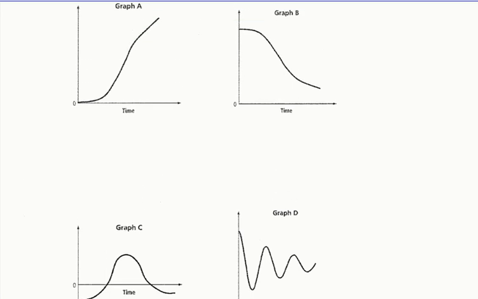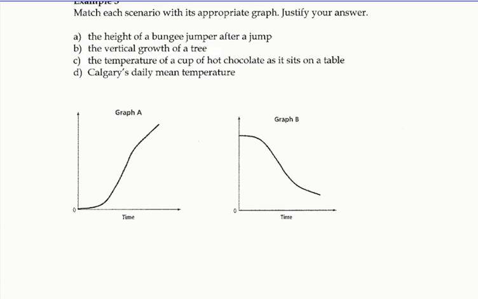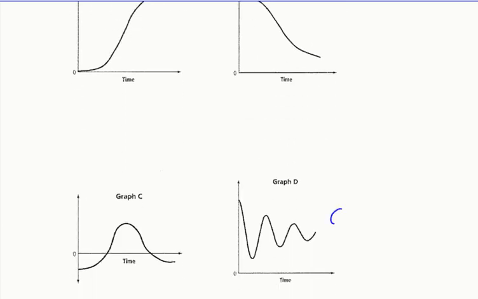Who wants to take a guess at one of them? Scott. Oh, you're going to write it on the board? A. Okay, so A, what was the scenario? Bungee jumper. Why does this make sense? He's bouncing, and then it levels off.